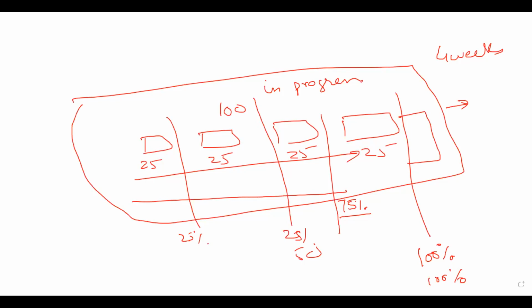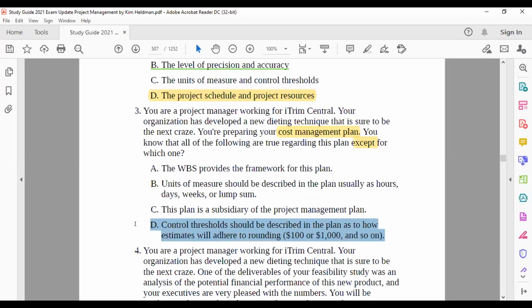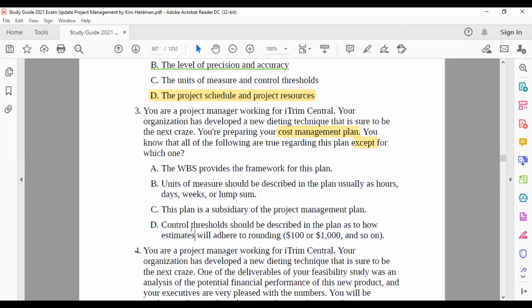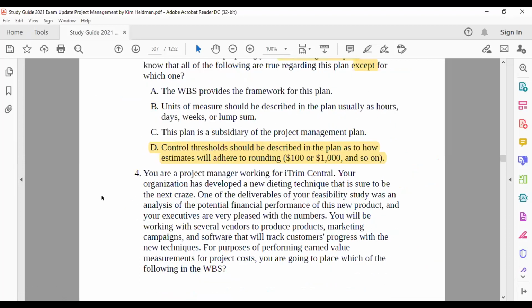So in this context, as I just said, these are the variances which should be used at the time of variance checking, which is the control threshold, because when you're going to control the cost, you have to provide those variables. So D is actually the wrong answer here, which is the right answer for question number 3.